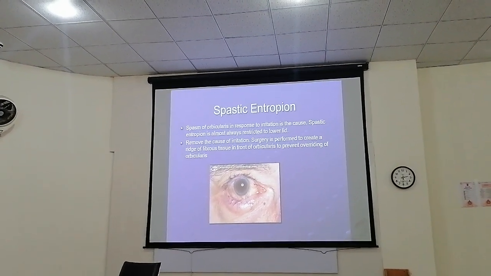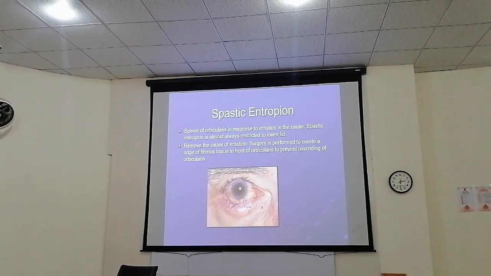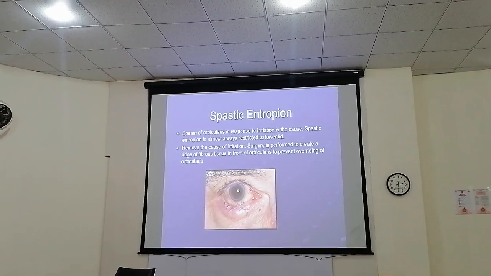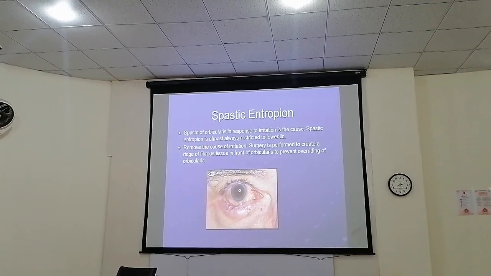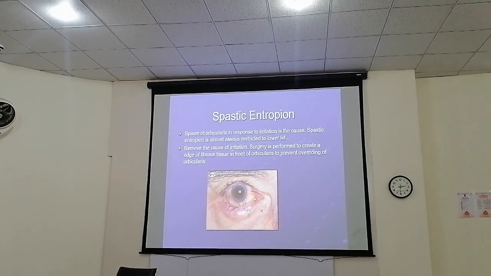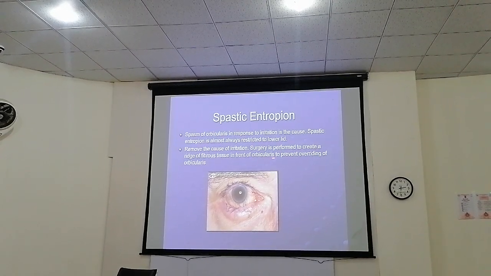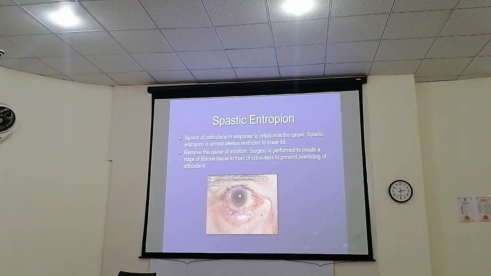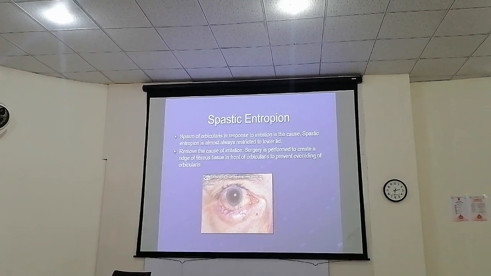So if it is irritated because of any disease, then it can go into spasm. Spasm of the orbicularis in response to irritation is the cause. Spastic entropion is almost always restricted to the lower lid. Remove the cause of irritation. Surgery is performed to create a ridge of fibrous tissue in front of the orbicularis to prevent overriding of the orbicularis. Now, the surgical procedures of these things are not important. The causes you must remember.